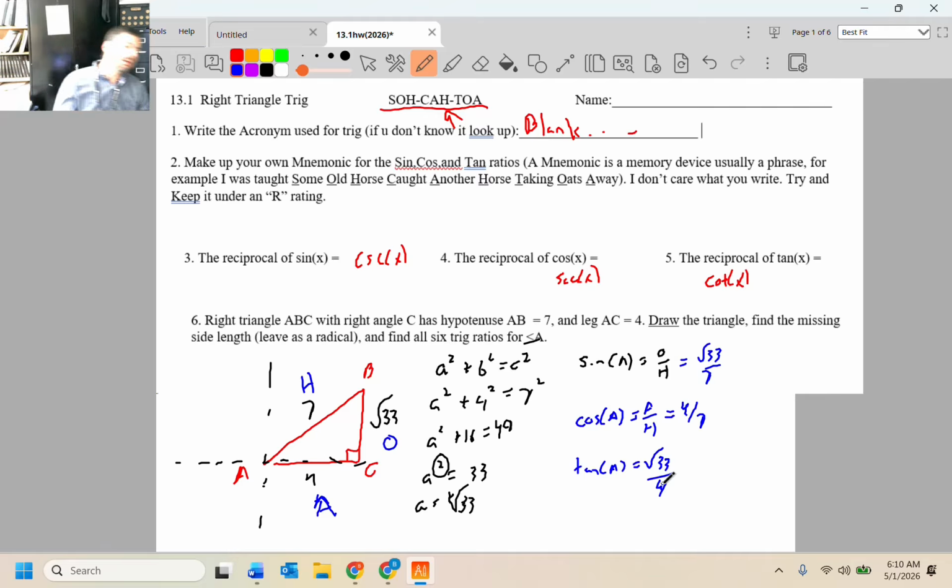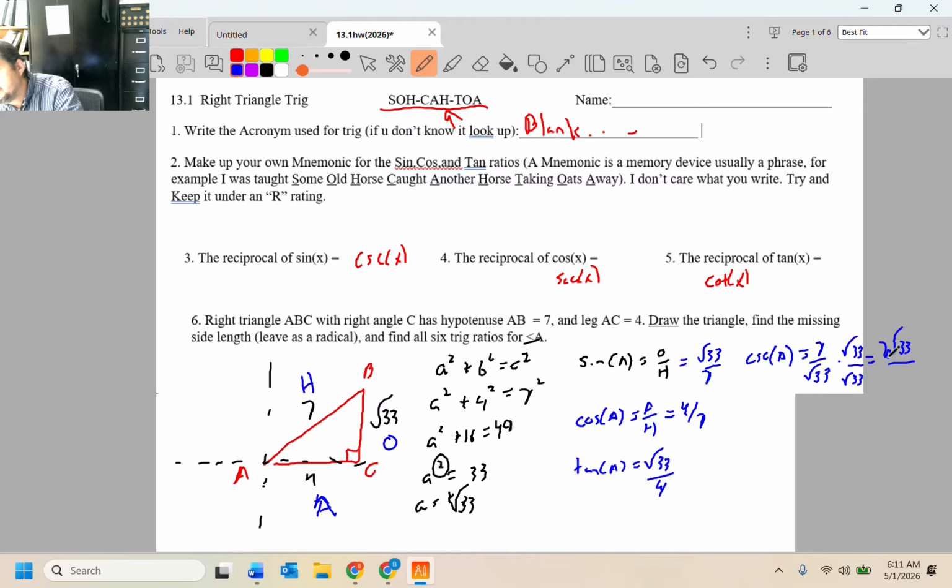Now, here comes the fun part, the reciprocals. If I want cosecant, I flip this and I get 7 over root 33. But then somebody in the 1600s said, hey, no radicals in the denominator. So I multiply the top and bottom by root 33. I need to look up that person's name. But anyways, root 33 times root 33 is 33. So the pretty form of that number is 7 root 33 over 33.